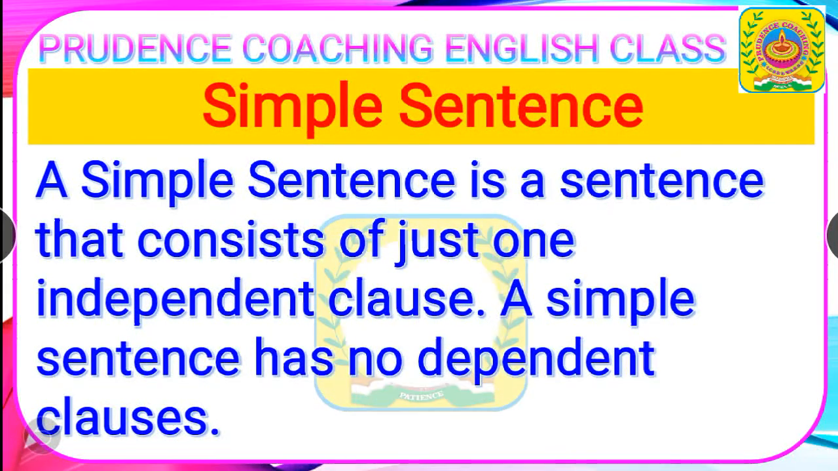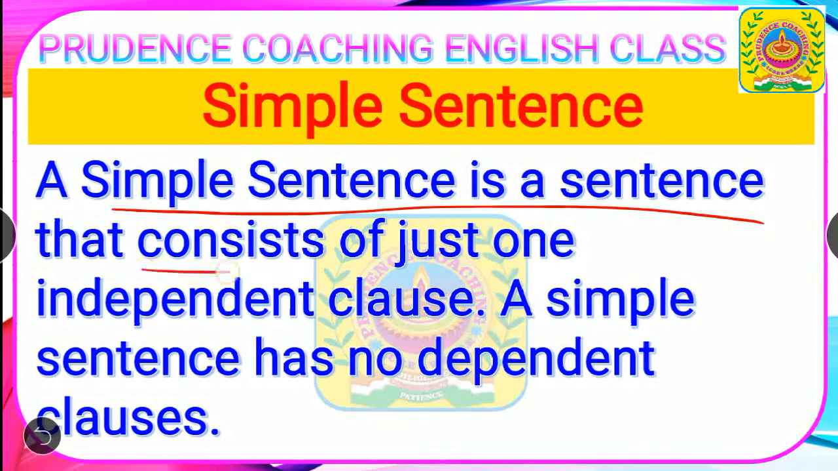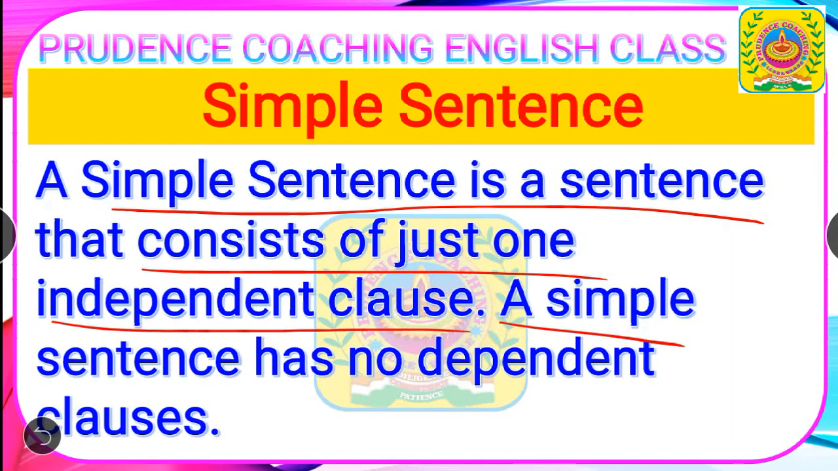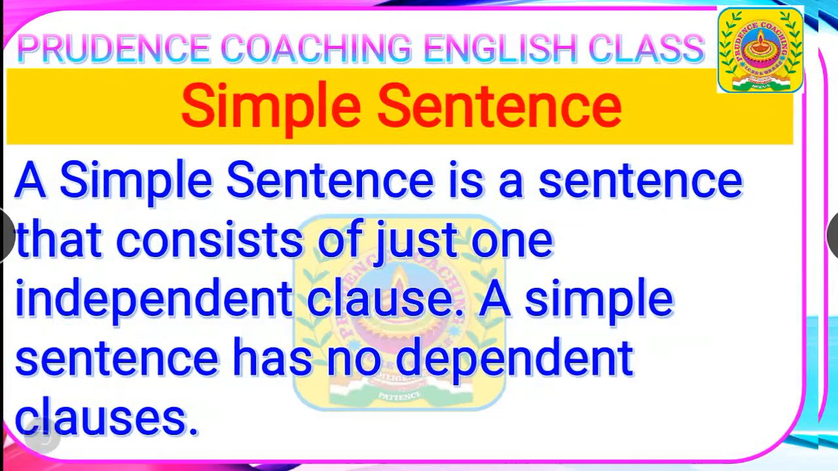The first one is simple sentence. What is a simple sentence, students? A simple sentence is a sentence that consists of just one independent clause. A simple sentence has no dependent clause. And if you want to know about the independent clause, you must watch our previous videos. An independent clause is sometimes written as a complete sentence. Now we'll move to its examples.